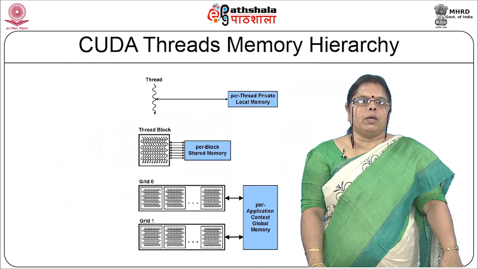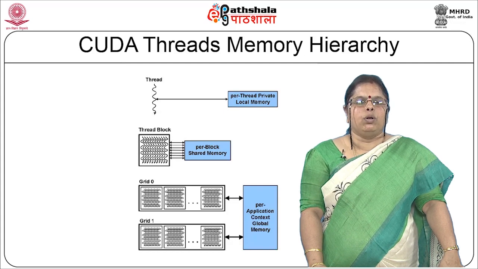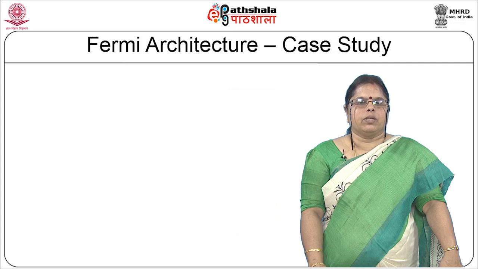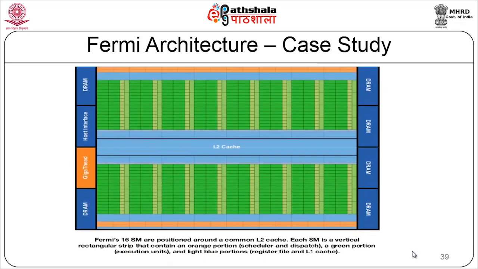So, if you look at the memory hierarchy, as I already mentioned, you might have a memory per thread, you might have memory per block, and you might have memory which is global to all the grids. As a case study, if you look at the Fermi architecture, it is one of the GPU architectures of NVIDIA. There are also other architectures available, but we will just look at the Fermi architecture.